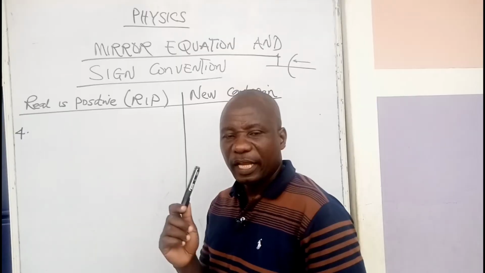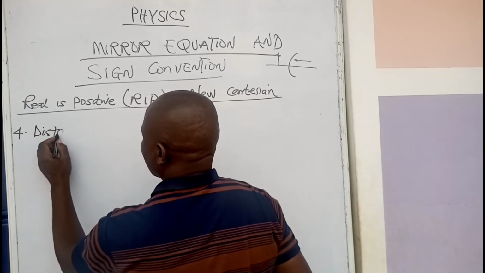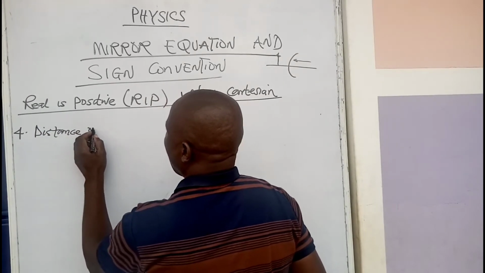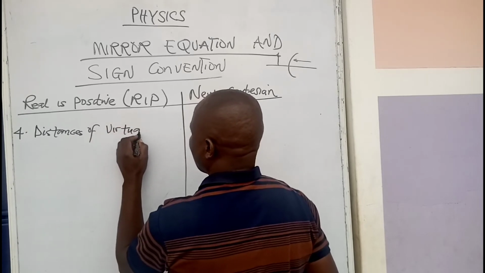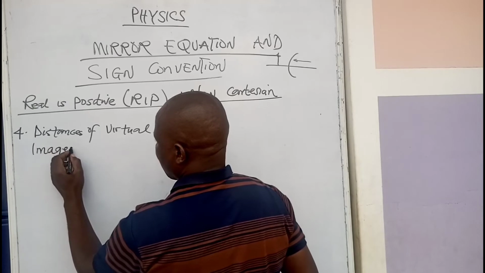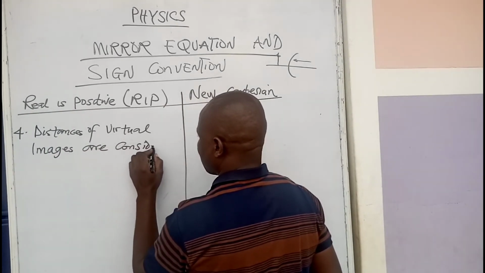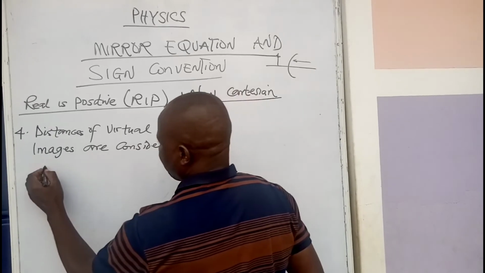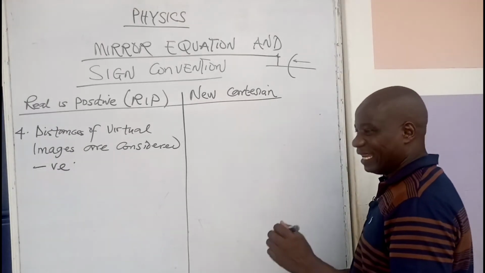Good. Number 4 now. Distances of virtual images are considered negative. Distances of virtual images are considered negative.